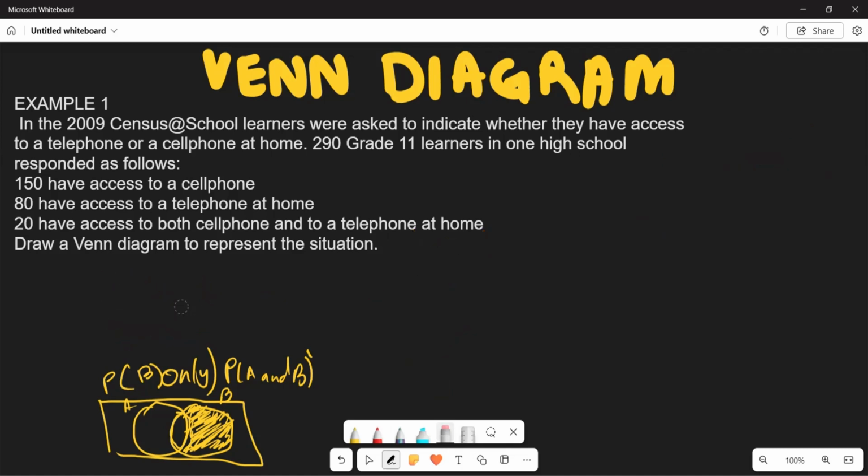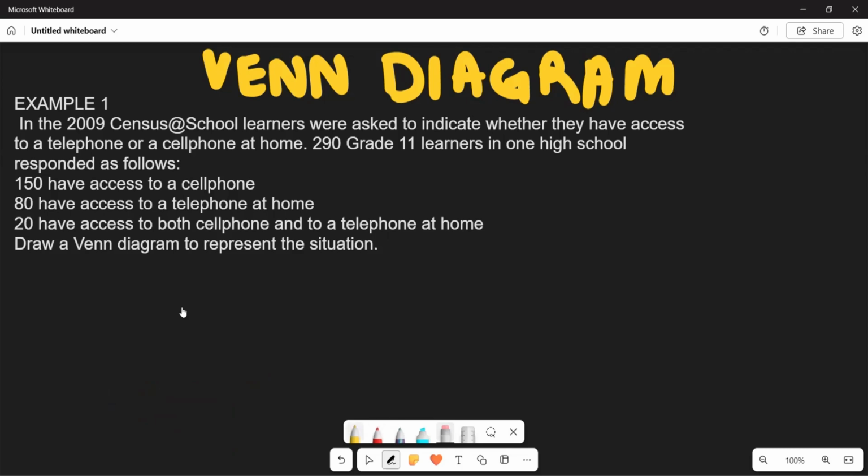questions. Now, let's look at this first question in terms of what it entails. They say in 2019, census school learners were asked to indicate whether they have access to telephone or cell phones at home. 290 grade 11s in one high school responded as follows: 150 have access to a cell phone, 80 have access to a telephone, and 20 have access to both.